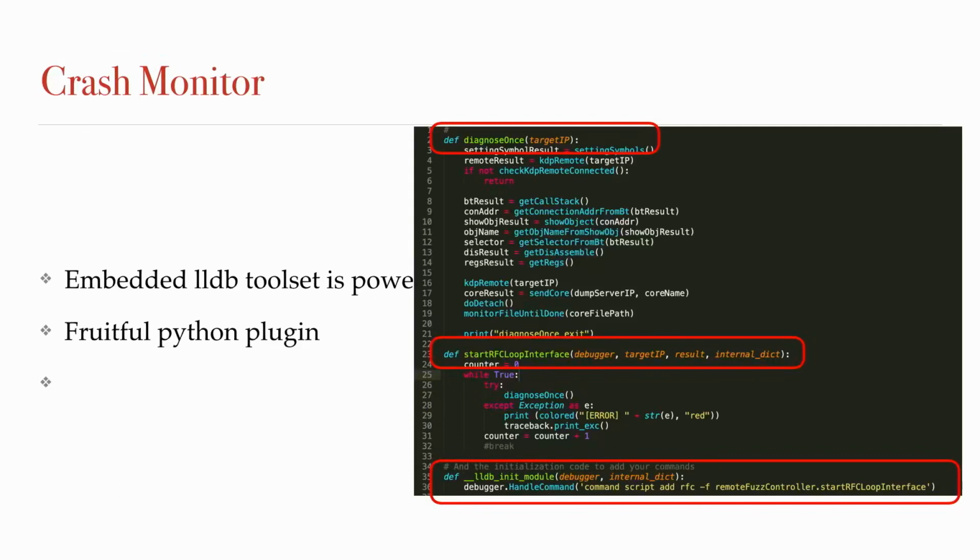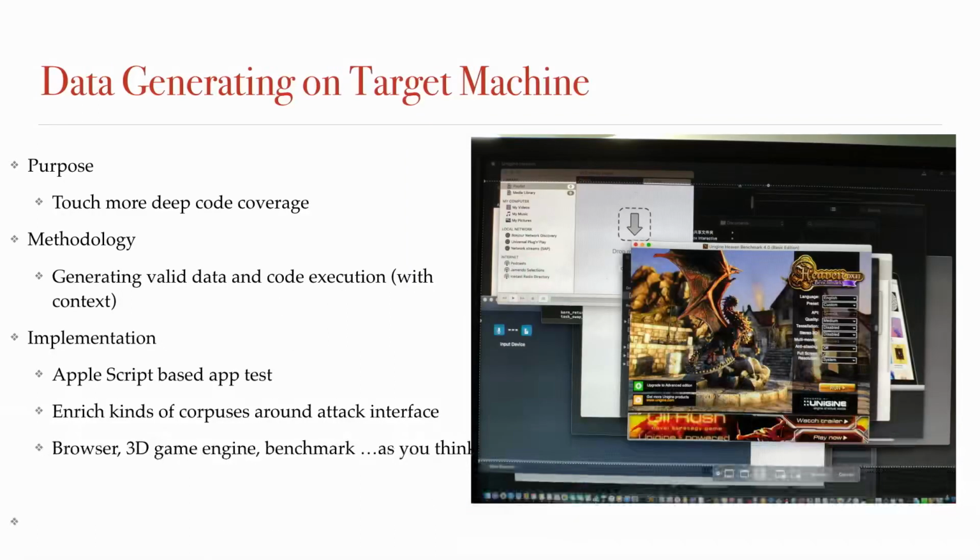And the other part is the crash monitor. The crash monitor module is separated independently from the target machine to monitor the targeted kernel. And the main target is to try to get the crash scenario, including the panic, the panic log and the core dump for further reproduction.